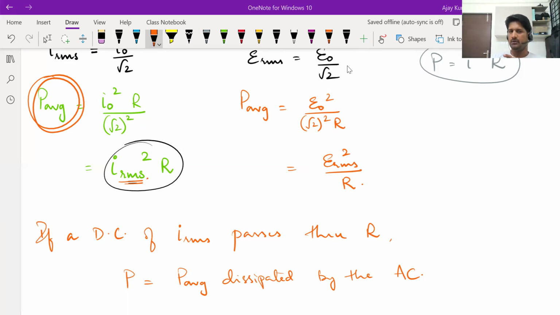In an AC circuit, you will have alternating current. So it will produce variable power. It will dissipate variable amounts of power. Okay, but you can still find the average power dissipated. The average power dissipated by an AC current will be equal to the power dissipated by a DC current whose value is equal to I RMS. Okay, that is the significance of RMS current, and similarly RMS voltage.